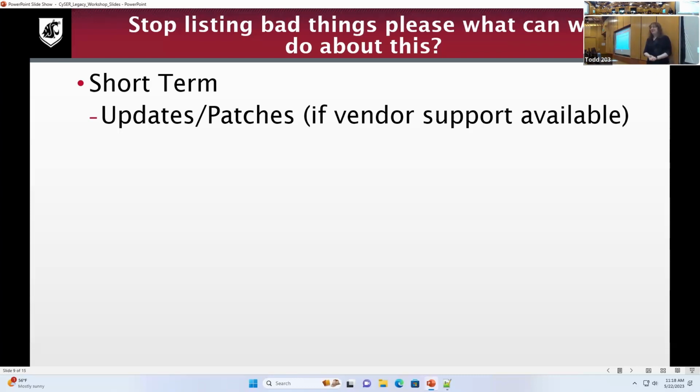In this case, we do not have the vendor. But in a lot of cases, you will have an older system that will still be at least receiving some security updates. So you should be able to patch it to some level.